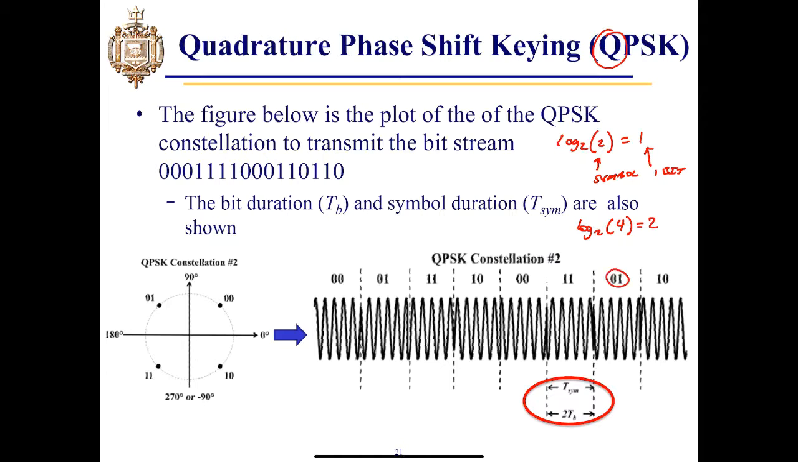Since we're using more bits contained in one symbol, our bit rate is now going to go up. Notice the period for one symbol is the same, but in this period of one symbol, we're transmitting 2 bits. So our bit rate is going up by 2. We're sending more bits quicker in the same amount of time.